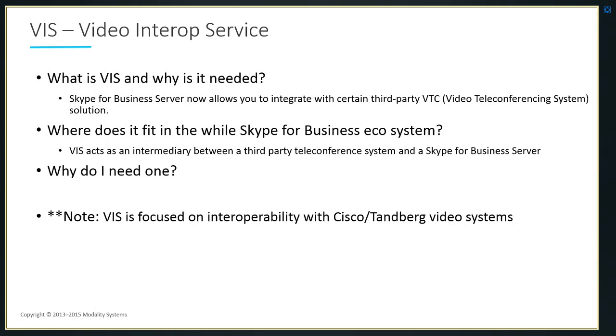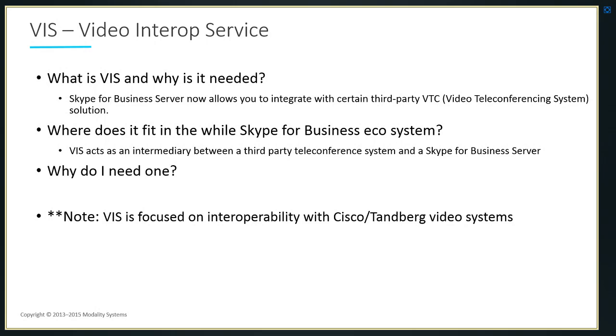On the next bullet point, where does it fit in the Skype for Business ecosystem? So at this moment, there are already parties out there who make this sort of video interop service bridge, for the likes of Acano. They do a very good job of this sort of capability. What Microsoft's trying to do here is plug the gap between what is quite an expensive solution in terms of Acano and the likes of Polycom, to have it all in-house and no extra cost to the end customer.